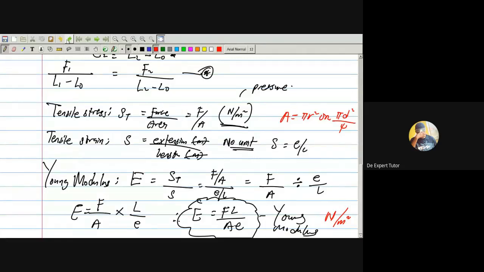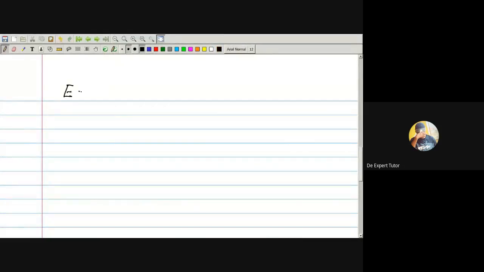Okay. Now from this Young modulus, look at what you have here. I have E equal FL over AE. You see, the formula is simple, but applying it is the problem that we students face. It's very easy. Just look at the formula, and when we are solving, everything will become clearer. It will make sense. Okay, pay attention.